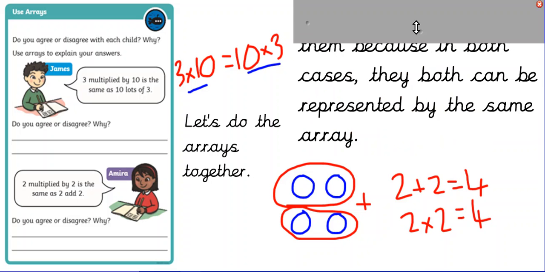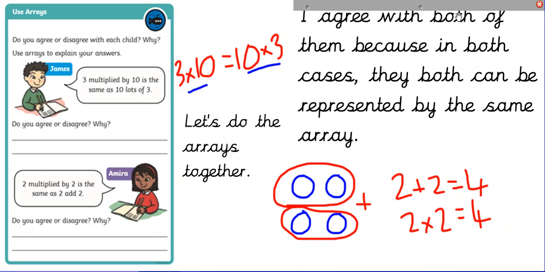Okay? So my answer would be I agree with both of them because in both cases they both can be represented by the same array. Okay? So because we've not had to add any counters or take any counters away, it means that they are both represented by the same array. Well done if you got that second one correct.